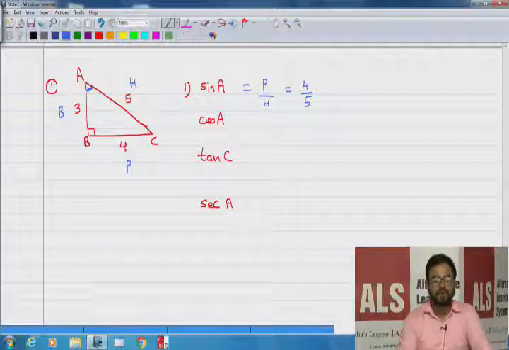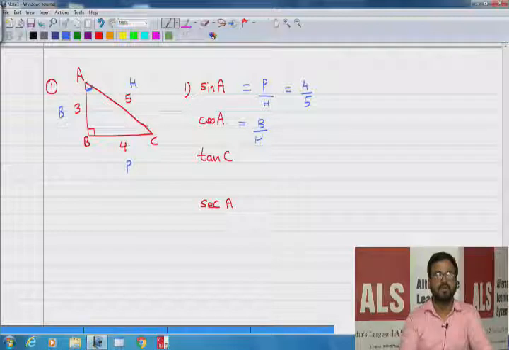Similarly, cos of angle A. Again you are considering angle A. Cos is nothing but base upon hypotenuse. Base is 3, hypotenuse is 5, so cos of A will be 3 upon 5.